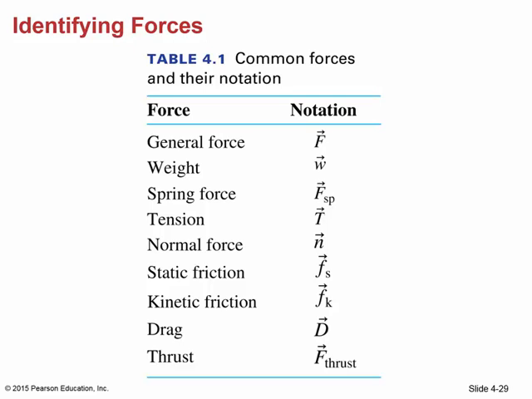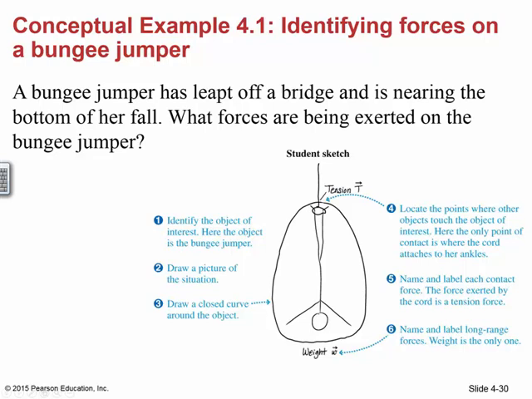Tension is T. Normal force, now again, lowercase n, this is how I like to write it, F_n, or I usually use a capital N, normal force, okay? Static friction is always written with a subscript, F_s, and the same thing for kinetic with a lowercase k. Drag is capital D, and then thrust is F_thrust, okay? So it's good to familiarize yourself with these symbols. That'll help you to understand what's going on.